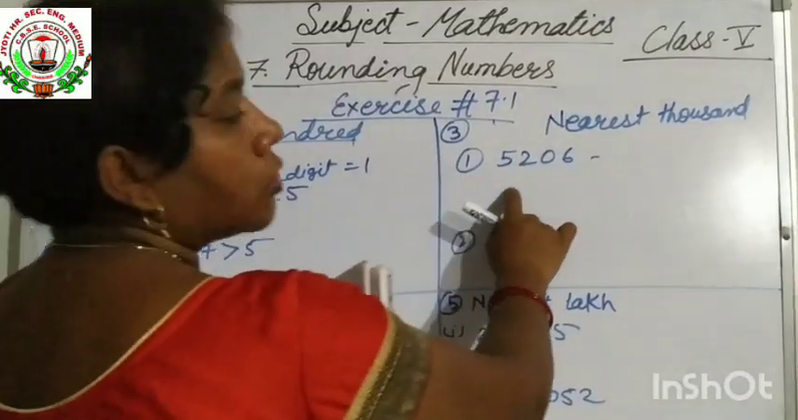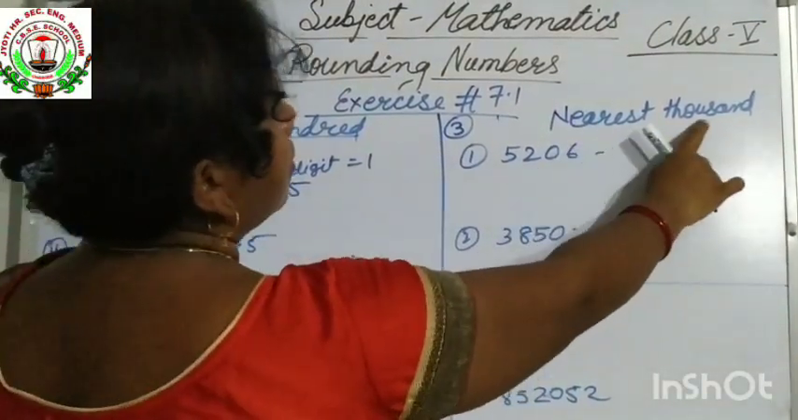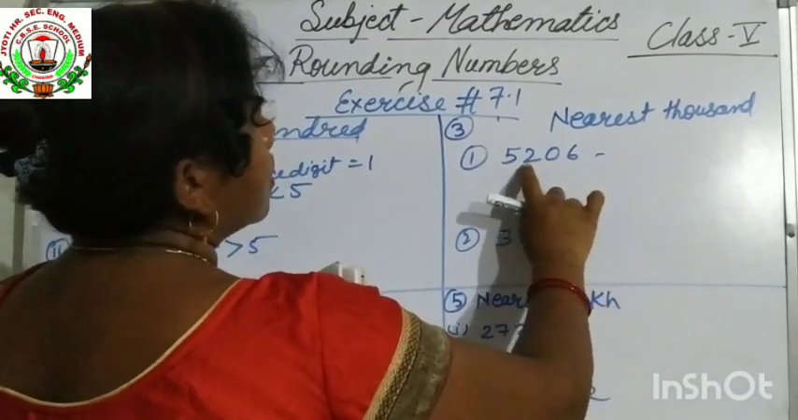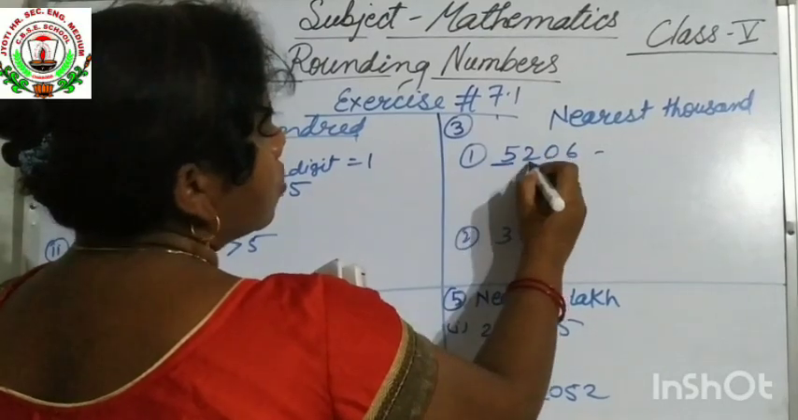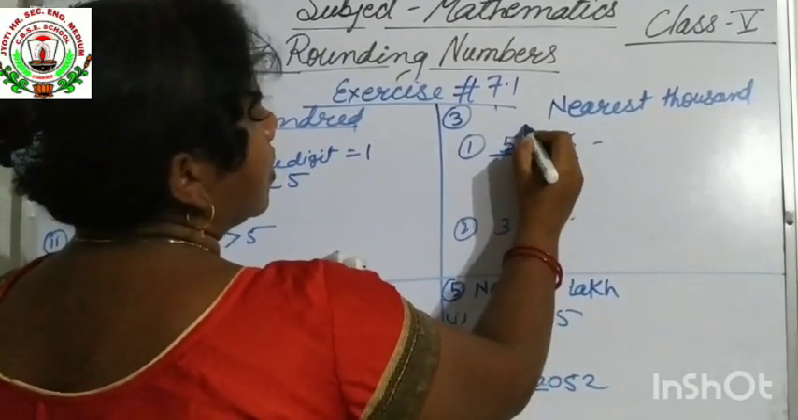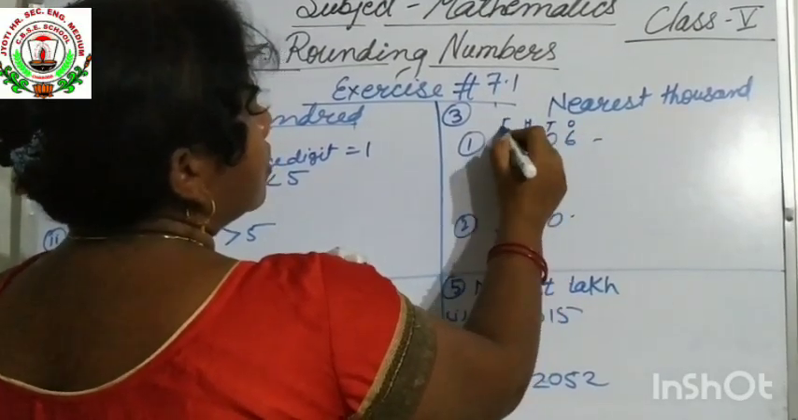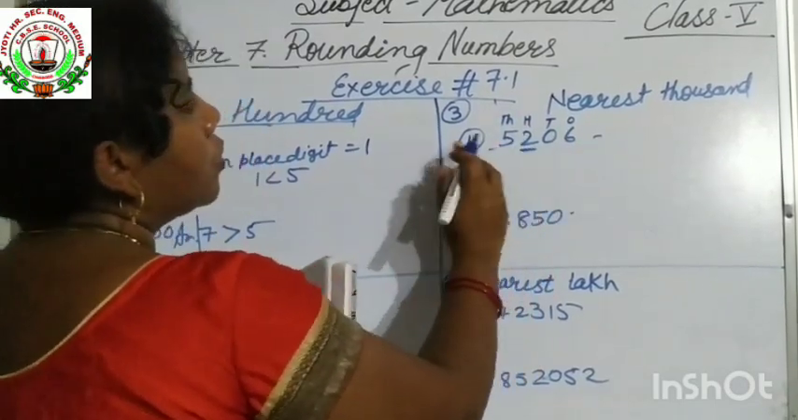Understood? Next question is question number 3. Nearest 1000. Here ones, tens, hundred, thousand. It is the 1000 place. It is the required number for rounding this number. So we will see the 100 place number. It is the 100 place. The 100 place digit is 2.